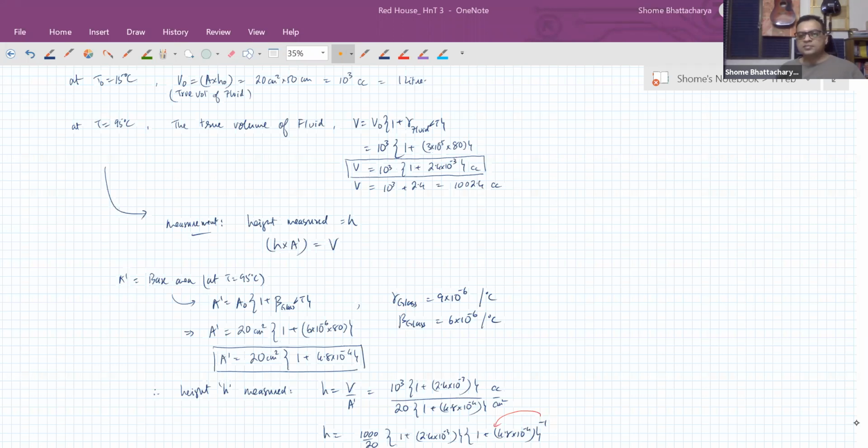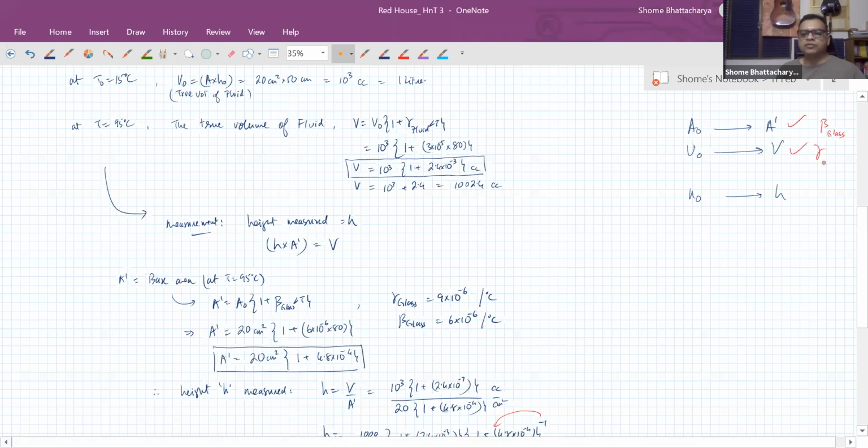So the base area is expanded from A naught to A. The volume of liquid has expanded from V naught to V. Okay. And the measured height was H naught earlier, and now the measured height is H, or we've taken this as A prime. Yeah, Nikita, I'm coming to that. So are we clear up to this calculation? How is the value of H coming? V upon A prime. I'll show you the calculation trick, but concept-wise we are clear now. How you have calculated each of these things using beta of glass, and this one using gamma of fluid. Okay, and this one is from measurement. This one concept that H into A prime should be equal to V.